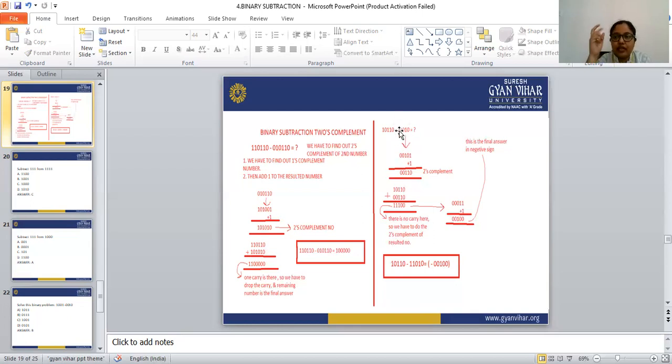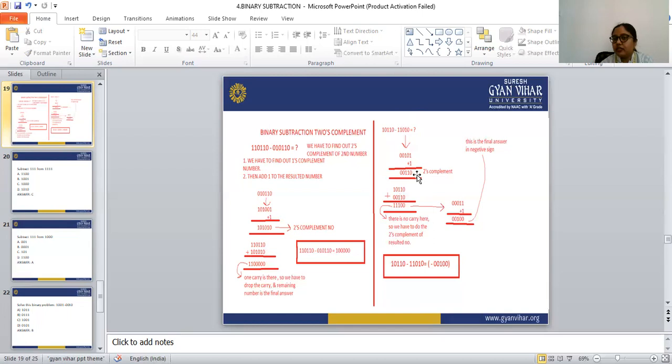Then we have to find the 2's complement of the second number. What do we have to do? We have to add 1 to this inverted number. So when we add 1 to this inverted number, we will get this answer: 1 plus 1, 0, carry 1; 1 plus 0, 1; then 1, 0, 0. So this is the 2's complement of the second number.